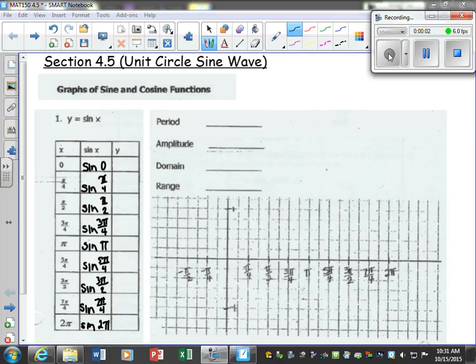Okay, in this lesson we're going to be talking about the unit sine wave and cosine wave. And real quick, let's go over here.